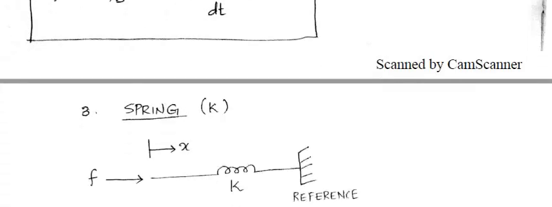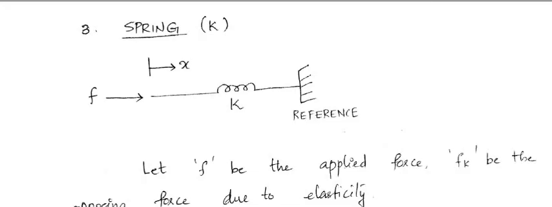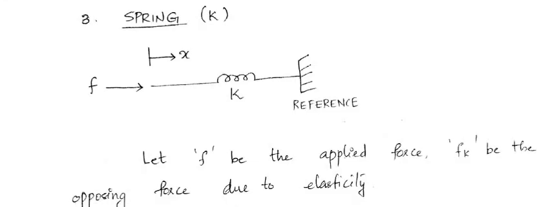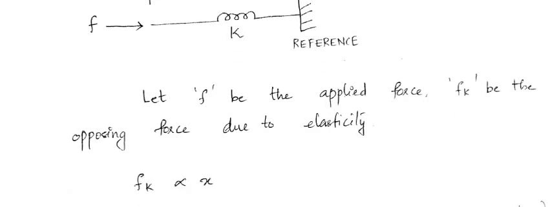Moving on to the next element, which is spring. So this is the symbol for a spring, and we have marked K over here. K is the stiffness of the spring. K is the stiffness. So one end of the spring is fixed, and on the other end we are applying a force F, and due to the applied force there is a displacement of x for the element. Here the opposing force is represented as F suffix small k, and that is directly proportional to the displacement.